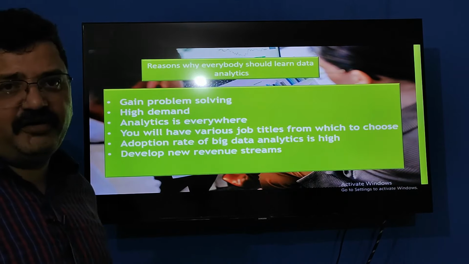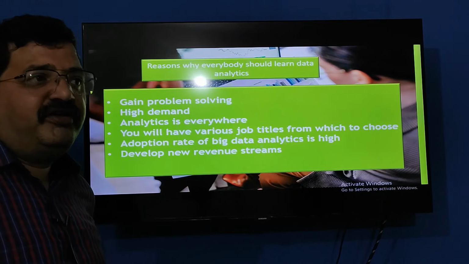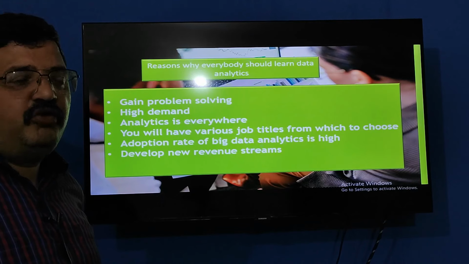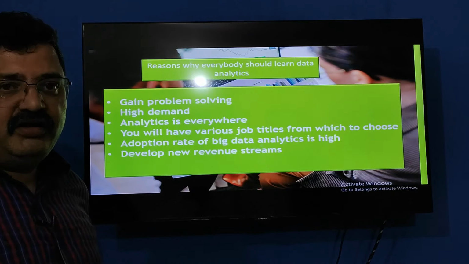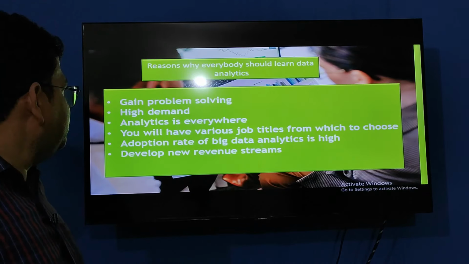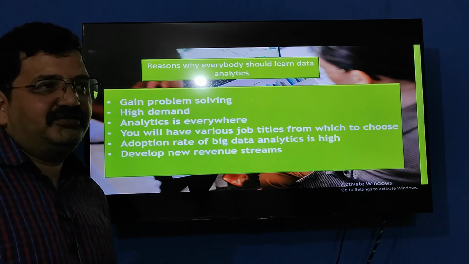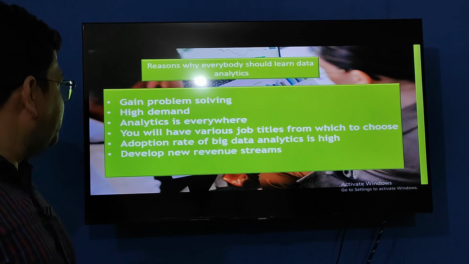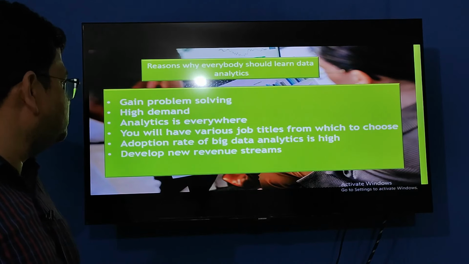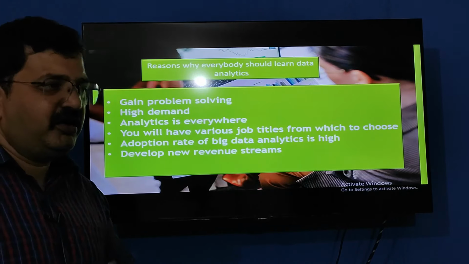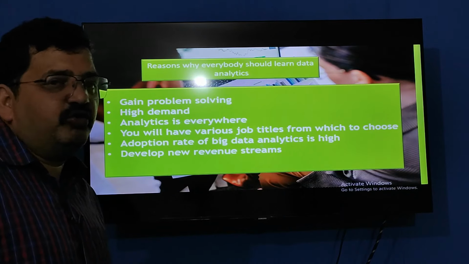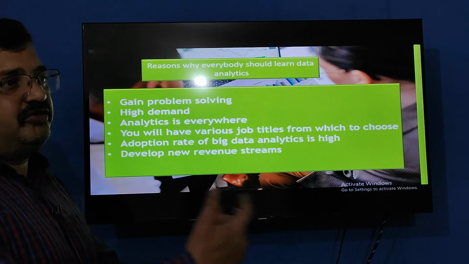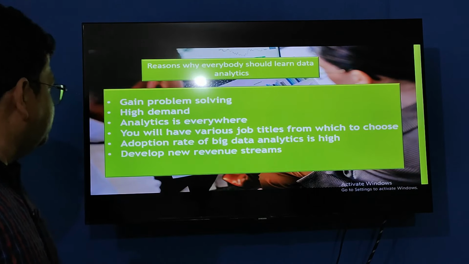High demand, it's in high demand. As the role of technology is increasing day by day, and most of the companies are going toward data, the role of data analytics is increasing. Analytics is everywhere, so with data analytics everywhere, you will find it in every field. You will have various job titles from which to choose. When you join a company, there are different roles and job titles for you, and you have to choose where you would like to go.